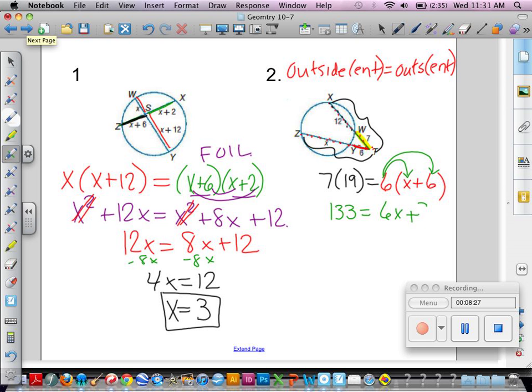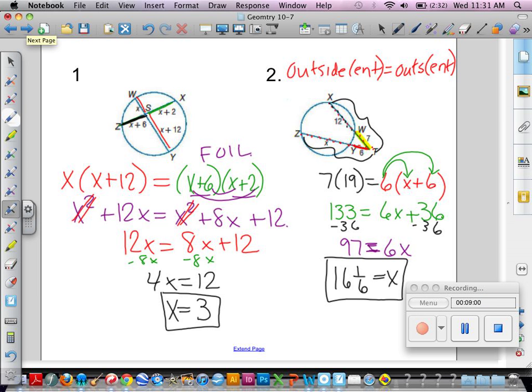Distribute your 6, 6x plus 36. Move your 36. You're going to get 97 equals 6x. Go ahead and divide by 6. Now I don't have any directions here about rounding, so I'm just going to take 97 divided by 6, and I guess I'm going to write in a fraction form because it doesn't say anything about rounding. And I get 16 and 1/6.